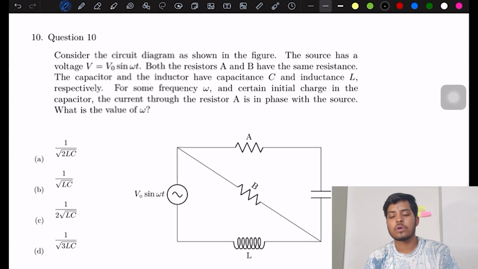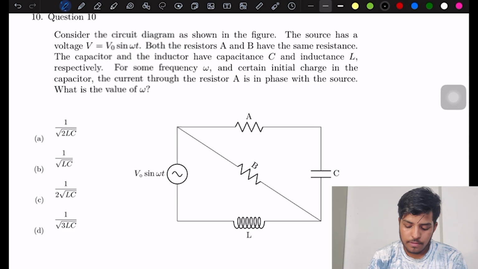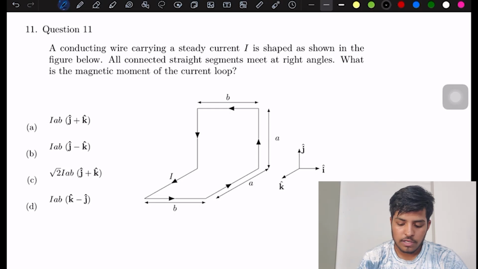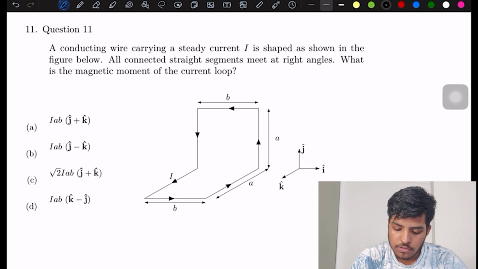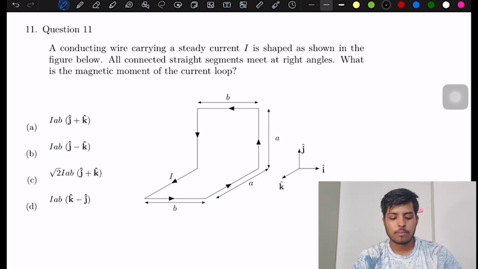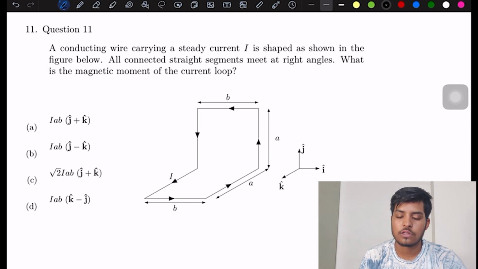So now let's move to question number 10 and see what it is asking. So now let's solve question number 11. A conducting wire carrying a steady current I is shaped as shown in the figure below. All connected straight segments meet at right angles. What is the magnetic moment of the current loop? So it is quite an easy question.